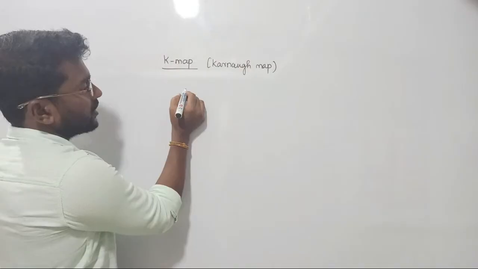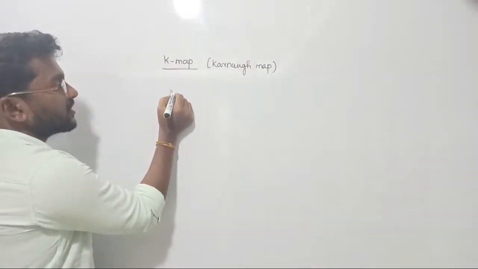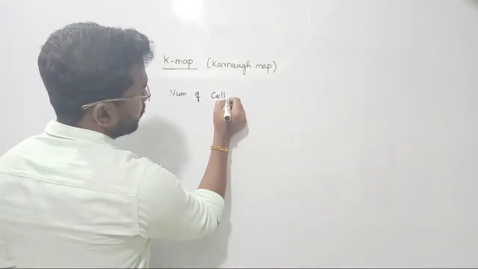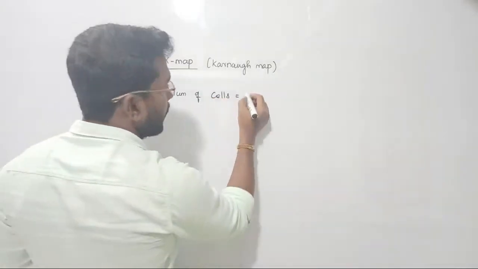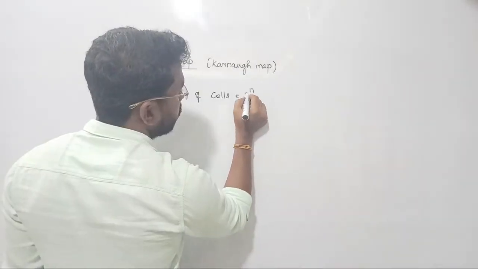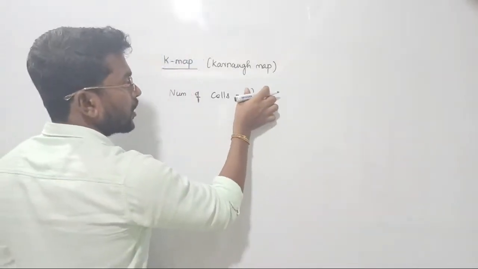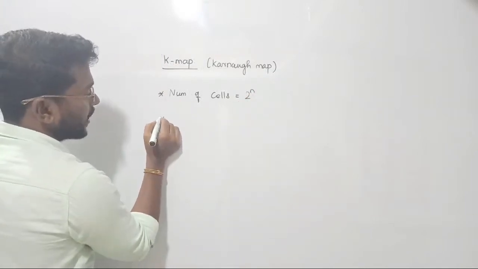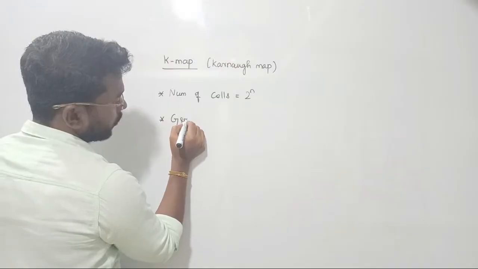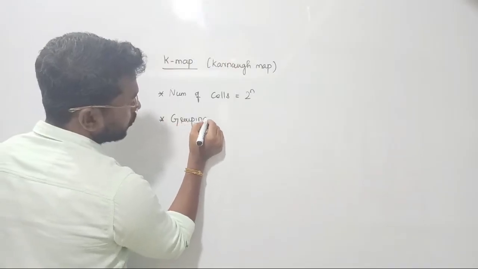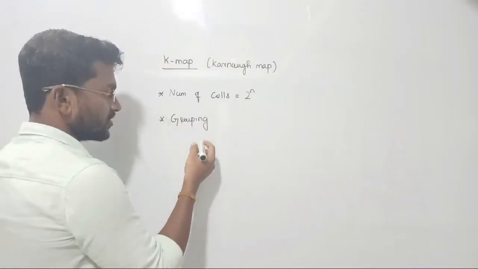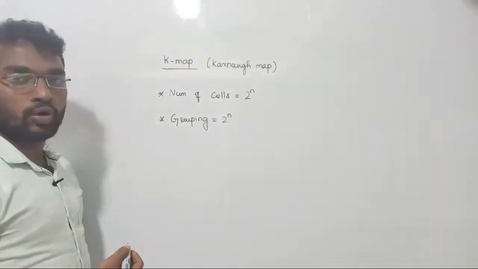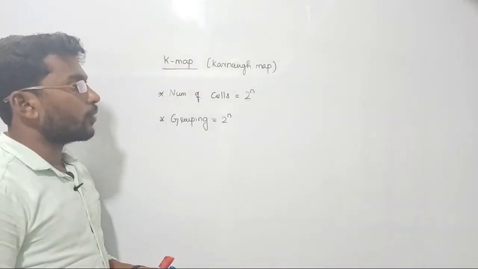For K-map, first you have to consider that the number of cells in the K-map depends on the number of Boolean variables that we are considering, that is, the total number of combinations, 2 power n. That is the first conclusion. Second, we are going to perform something in K-map called grouping. I will let you know all these things soon. Grouping also depends on the factor of 2 power n only.